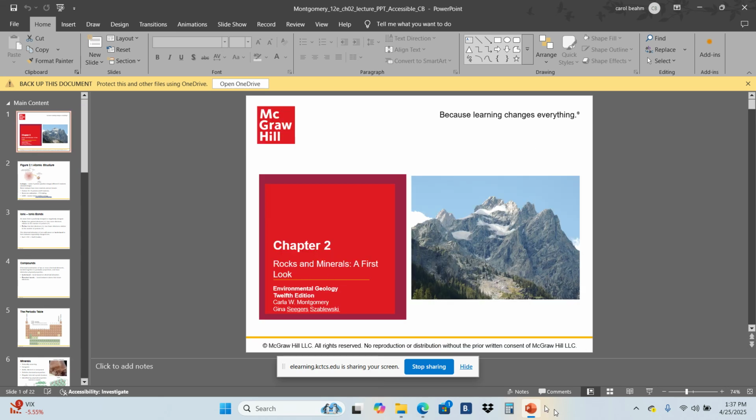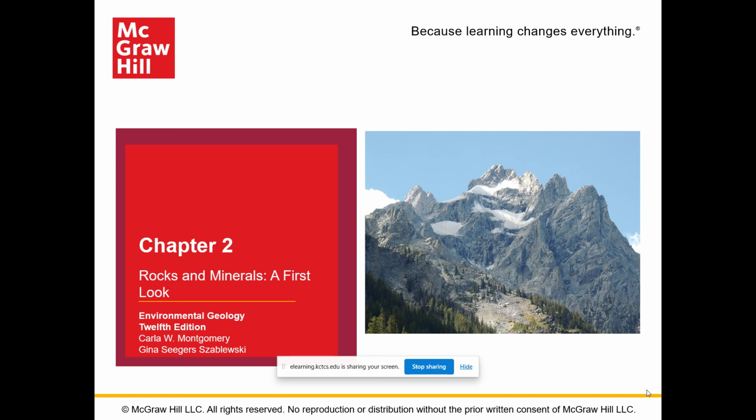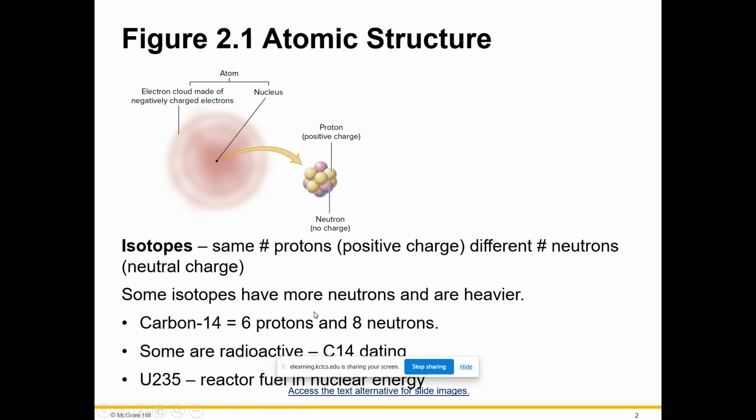Okay, so we are on chapter two. This is on rocks and minerals, although we're going to start talking about minerals first. And to talk about minerals, we have to do a quick review over some basic chemistry concepts. I'm going to try not to repeat your high school chemistry class and just select some things I think are more relevant to geology.